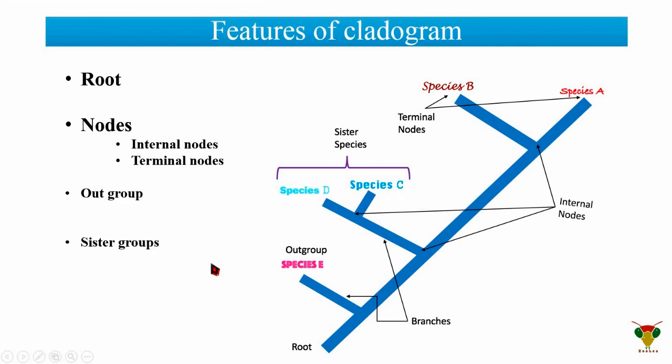Last feature, sister groups. Cladograms also have sister groups or sister species, which are the closest relatives. Species D and C are sister species in the cladogram below, and so are species B and A. If the terminal nodes represented groups rather than species, we would say sister groups.